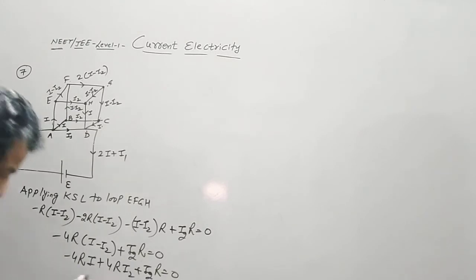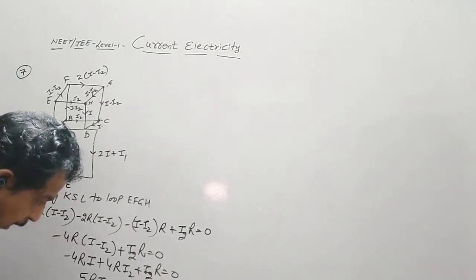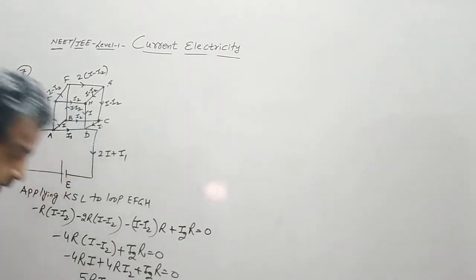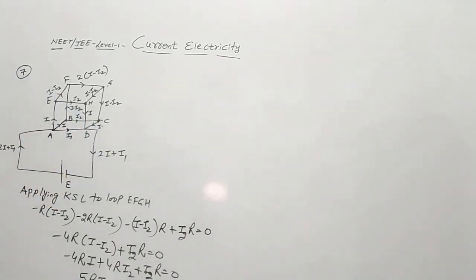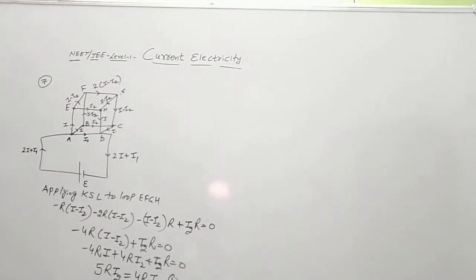So this becomes 5RI2 equal to 4RI. From this we can find out the relation between I2 and I. Let us write this as equation number 1. So this is your equation number 1.